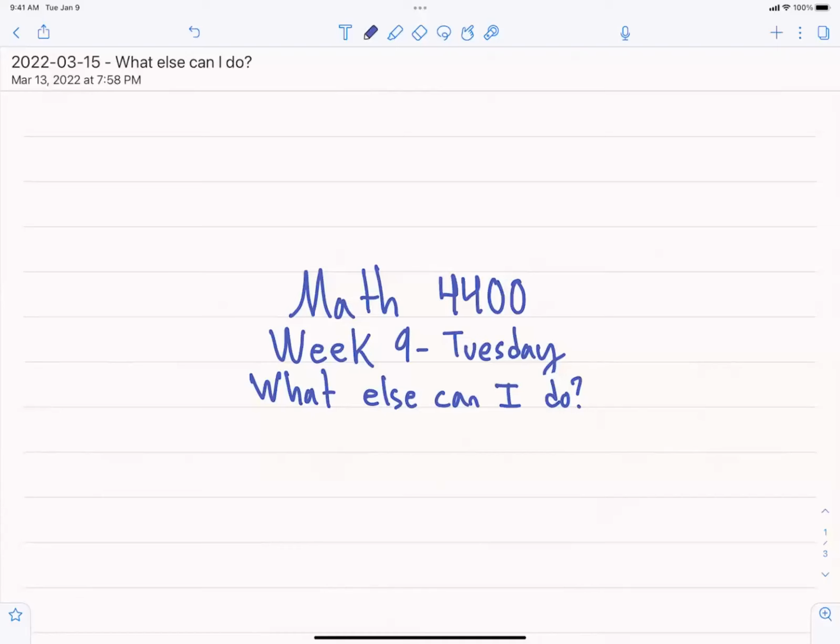So it's week 9 of Math 4400, and today I just want to take a little bit of a pause. We're halfway through the class, even a little bit more than halfway through the semester. So I want to take a pause and go over what we've done so far, and then talk a little bit about where we're going with the second half of the class.